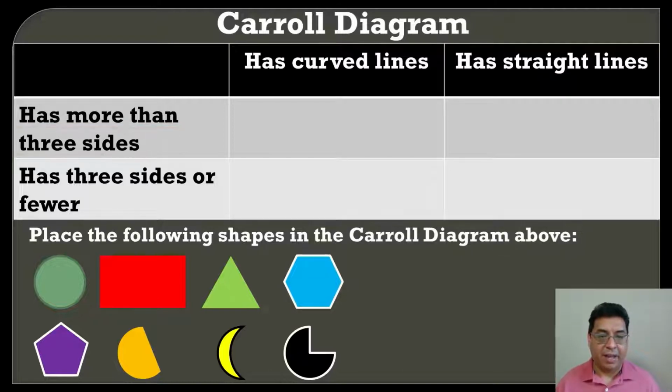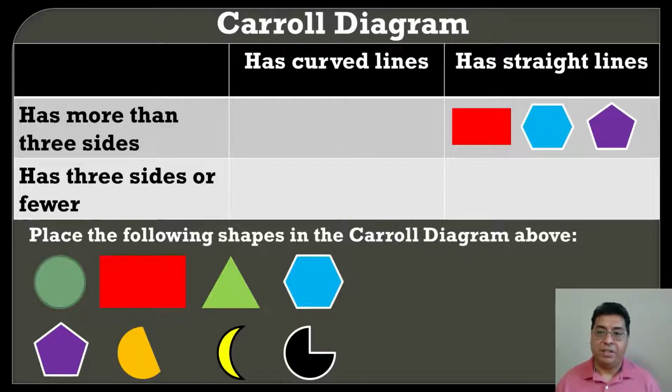So again, looking at our choices here, we do have some shapes that will fit, such as this one here. That's the rectangle. And we got this one here. And we have also this one here. So all these shapes here, the rectangle, the hexagon, and the pentagon, have straight lines, which they all do, and have more than 3 sides, which they all do, obviously, here. Let's go ahead and look down at the next column here.